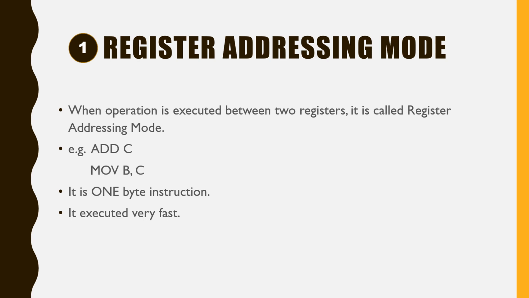Okay, in the slide they have given the ADD C instruction and MOV B comma C. Now, what is the meaning of ADD C? Adding register C with the accumulator. So here the add operation is done between register C and the accumulator. The accumulator is nothing but register A, and C is one of the registers, so the operation is done between register A and register C.